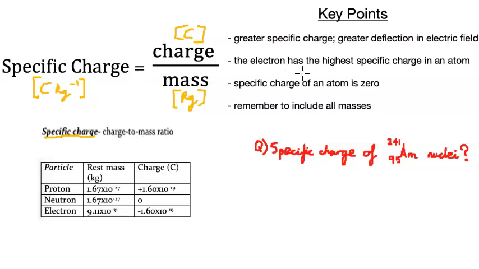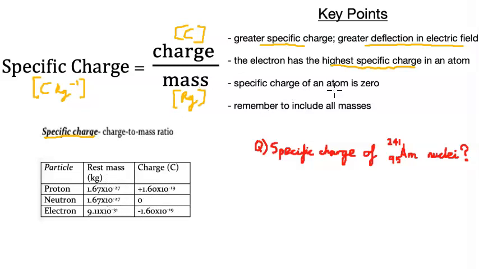you won't get confused. And what this means is that a greater specific charge will result in a greater deflection in an electric field, whereas a greater m/z value would result in a smaller deflection in an electric field. In an atom, the electron has the highest specific charge because obviously the neutron has zero charge, but then an electron has the same charge as a proton but a reduced mass.